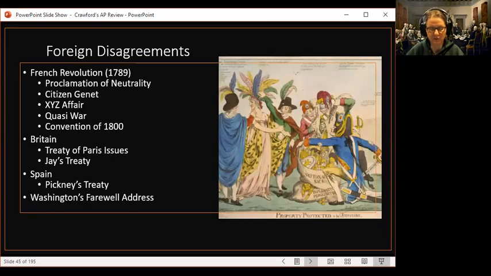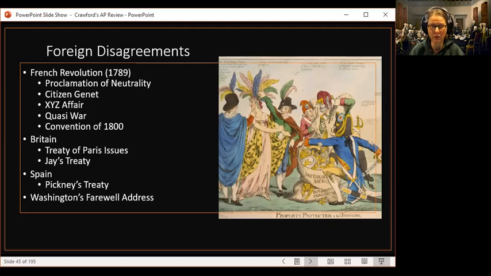We do have a series of foreign disagreements that happened during this time. And this is a listing of some of those foreign disagreements. The French Revolution is going on. We proclaimed neutrality in 1793. Washington says we are too young a nation to get involved. We are not going to get involved in this. Because of that, Citizen Genet comes to the United States. He tries to get people to join, and he tries to challenge the neutrality of the United States.